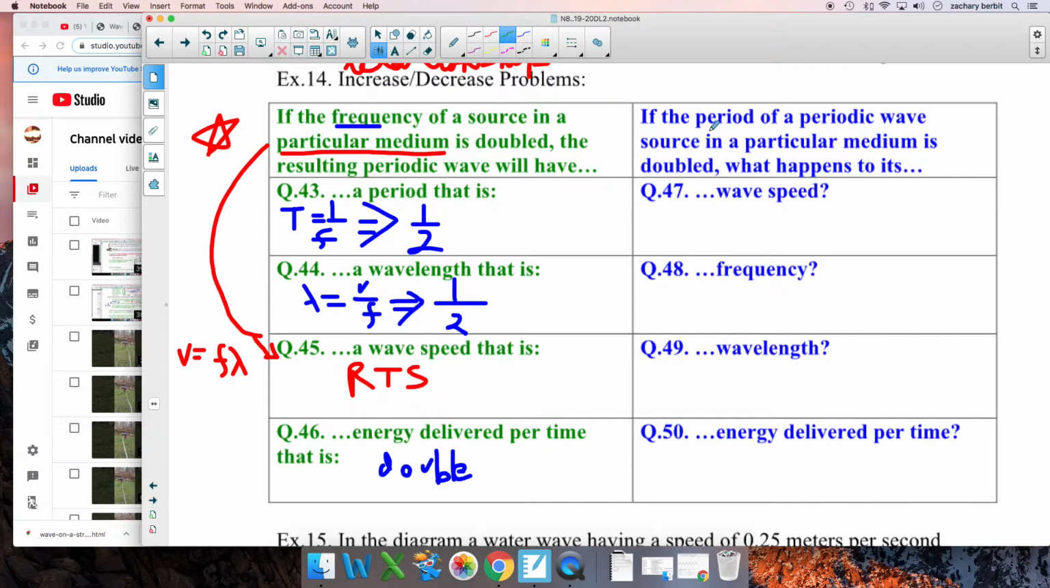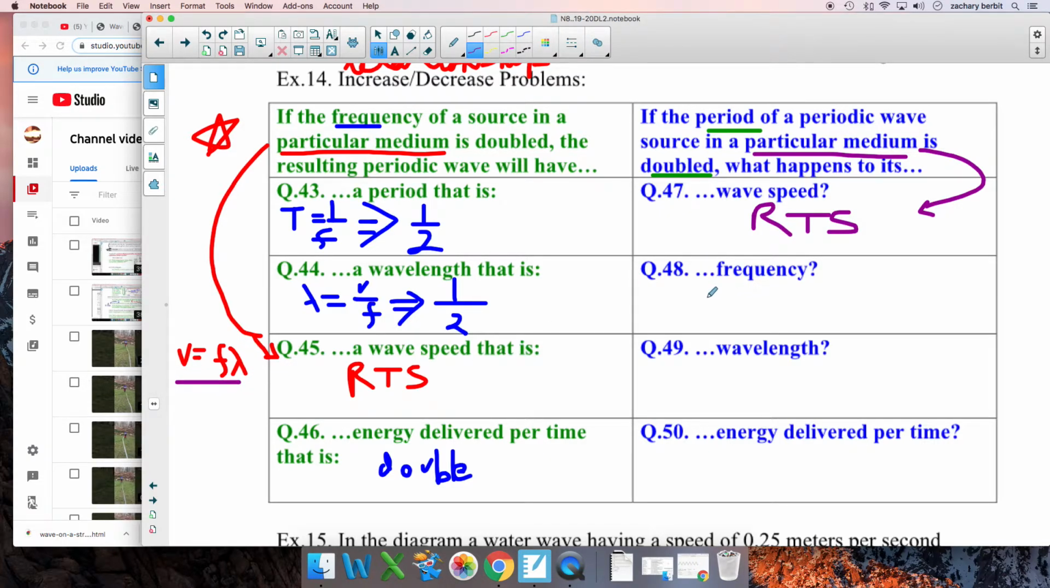If the period is doubled in a particular medium, you know that means the wave speed must, I don't care what any equation says, if you're in a particular medium, the wave speed of a particular wave will remain the same. Loud, quiet, high frequency, low frequency. There it is. That allows us to bust out this equation and mess around with that.